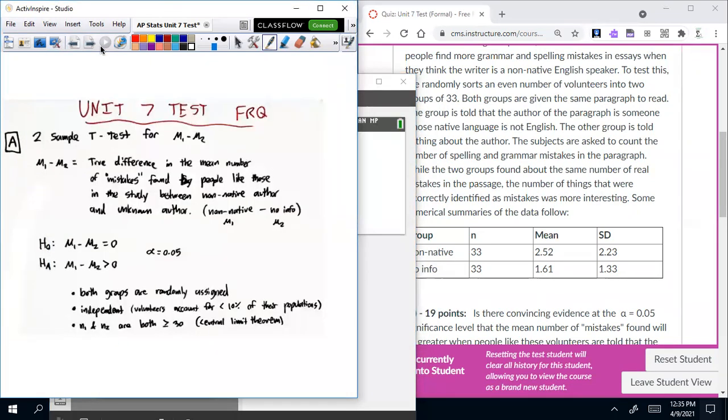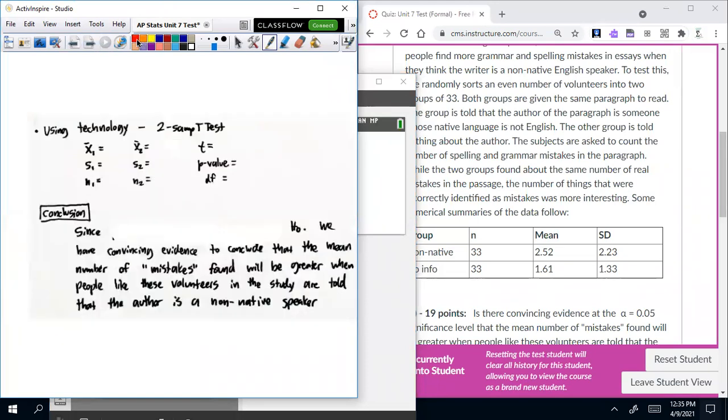So when I go through this here, I'll have all the same setup. Everything here is the same, but going over here, what's that going to do to my p-value? Well, my p-value in this case is smaller, right? It is 0.0246. So I would reject the null hypothesis. You see, with the new numbers here, that is smaller, we would reject the null hypothesis. We have convincing evidence, if these were the numbers, to conclude that the mean number of mistakes found will be greater when the people, like these volunteers in the study, are told that the author is non-native.